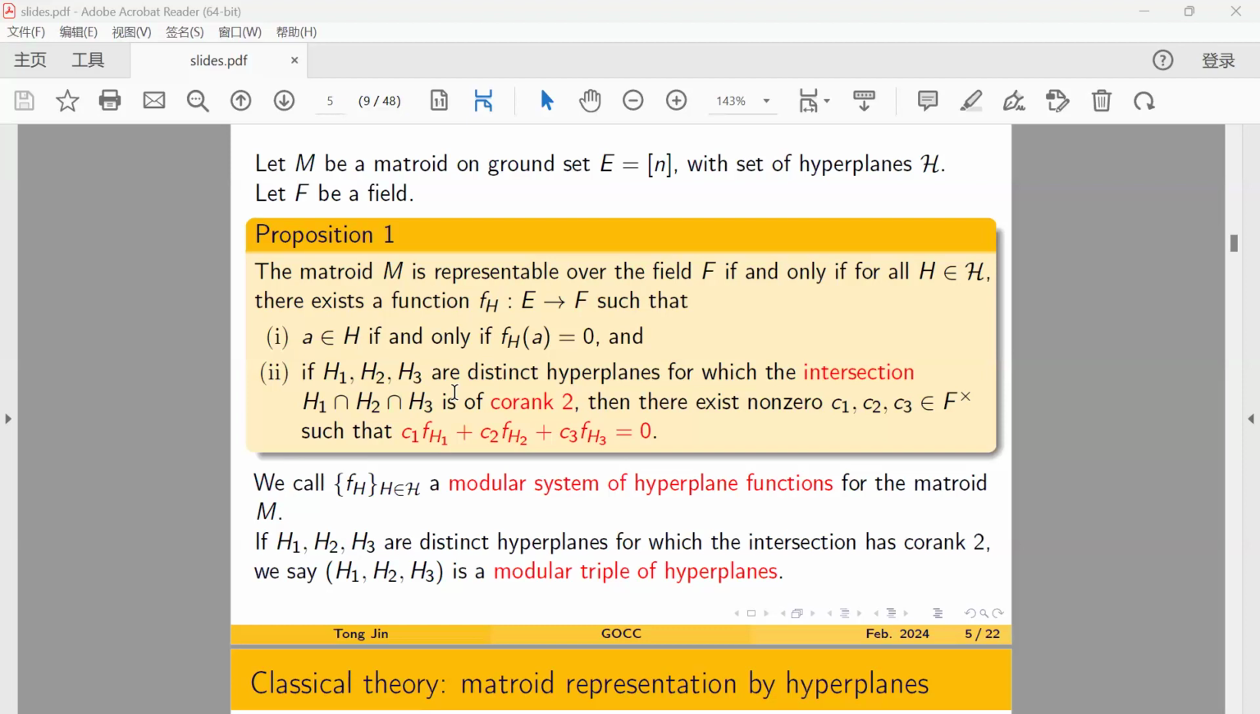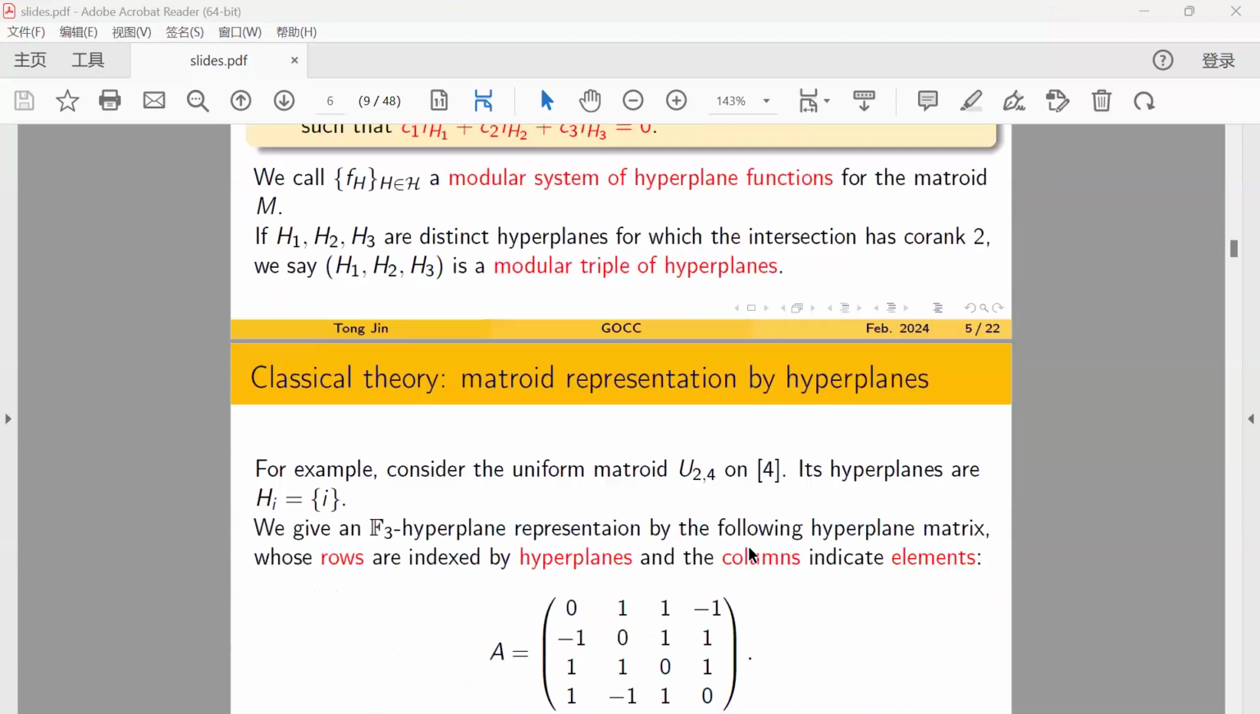We only need to look at the 3 points on a line. Okay, cool. Yes, thank you for asking. So just feel free to stop me and ask questions.